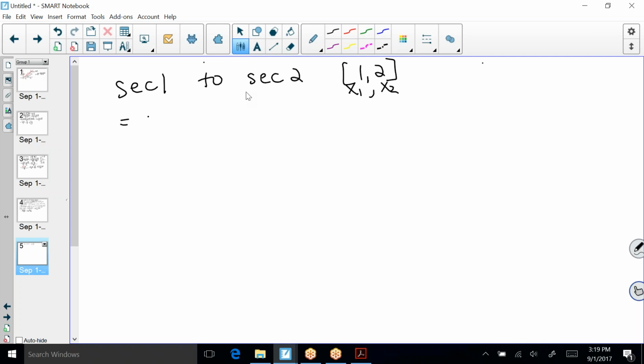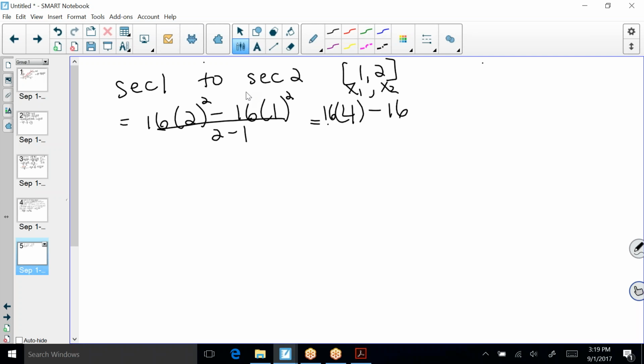So this is going to be 16 times 2 squared minus 16 times 1 squared divided by 2 minus 1. And that's going to be 16 times 4 minus 16 divided by 2. So that's going to be 64 minus 16 divided by 2. And then that's going to be equal to 48 feet per second.